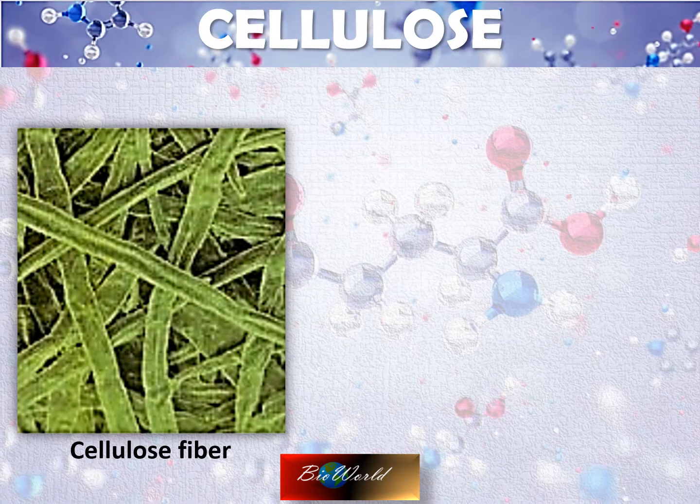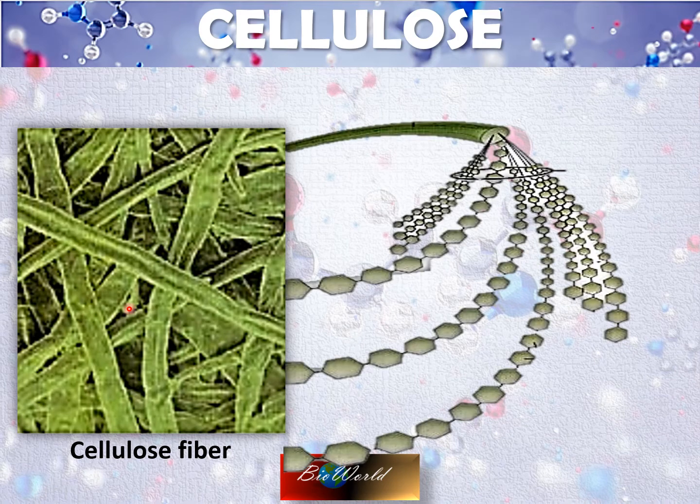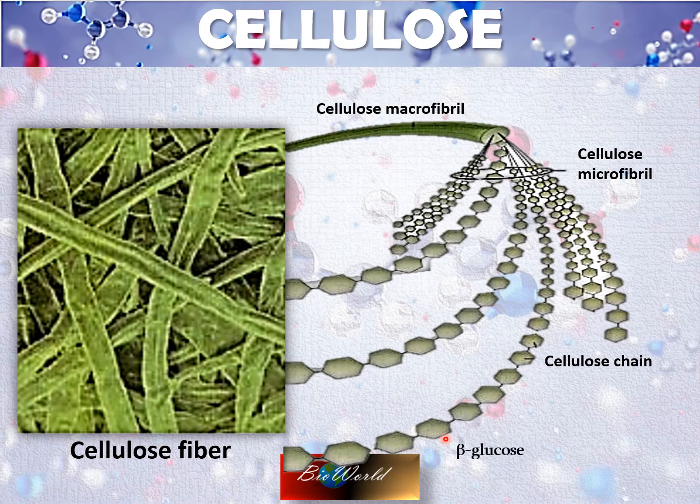Cellulose is a complex molecule made up of cellulose fibers, and if we isolate one cellulose fiber, you will find it is made up of cellulose macrofibrils. And inside these macrofibrils, you have tinier microfibrils. The microfibrils are made up of individual cellulose chains, and these cellulose chains form by the polymerization of beta-glucose molecules.